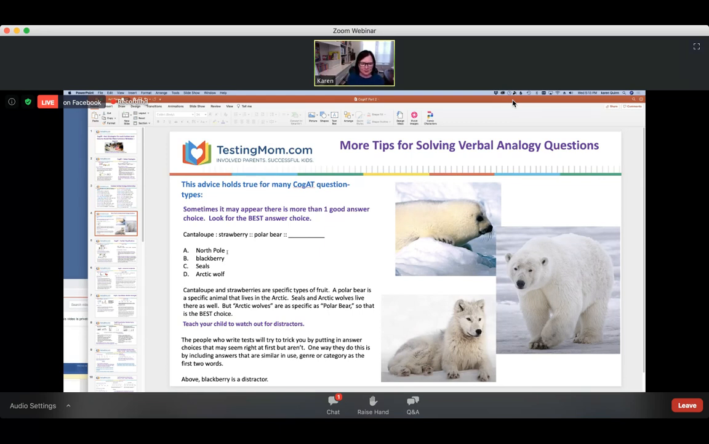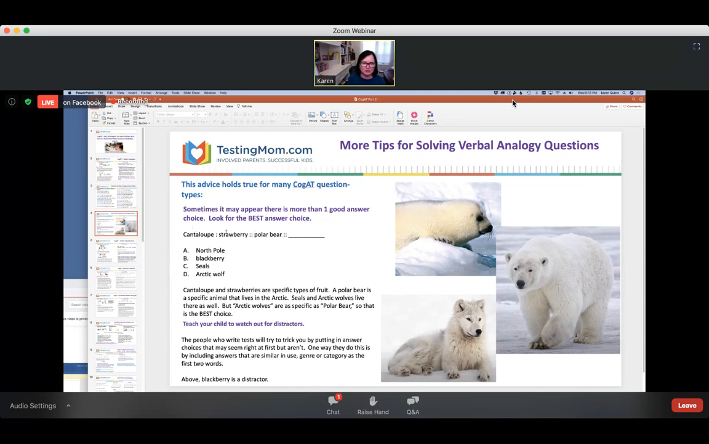So here, for example, cantaloupe is to strawberry as polar bear is to what? And our choices are the North Pole, blackberry, seals, or Arctic wolves. Well, let's see. Cantaloupe and strawberry, those are both different types of fruit, and they're very specific types of fruit. So here's a polar bear, right? So what is another kind of a bear? Or another kind of, if not a bear, maybe another kind of animal that lives in the Arctic. It could be one of the two. We're not really sure.